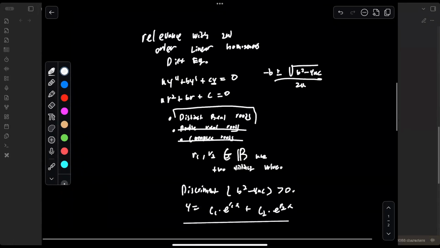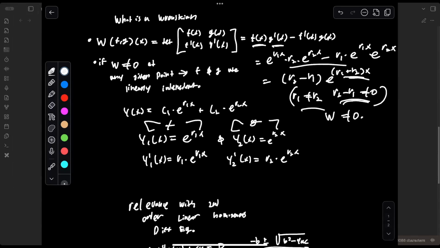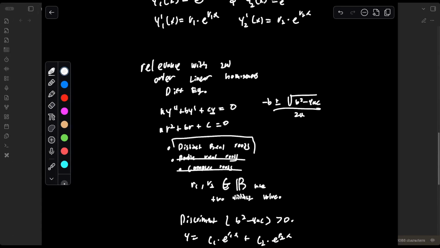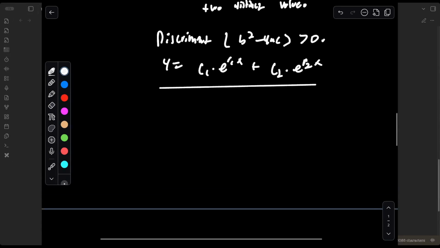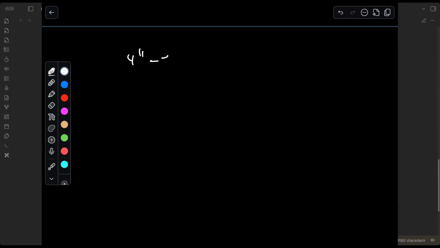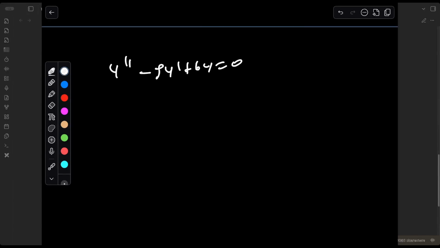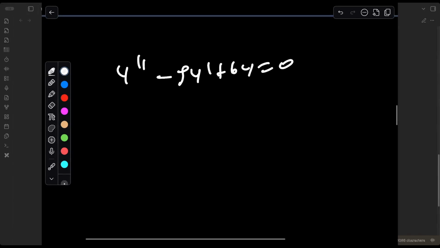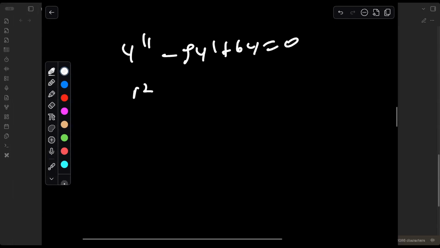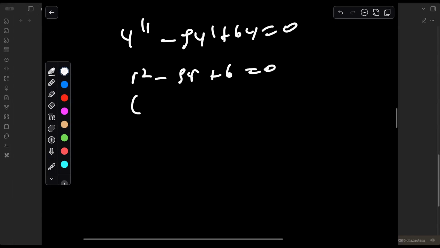So the solutions are linearly independent. Now, applying it not to the proof but to a practical problem, we're going to consider this equation: y double prime minus 5y prime plus 6y equals 0. To find a general solution, we first convert this into the characteristic equation, r squared minus 5r plus 6 equals 0. We find the roots with some algebra: r minus 2, r minus 3.